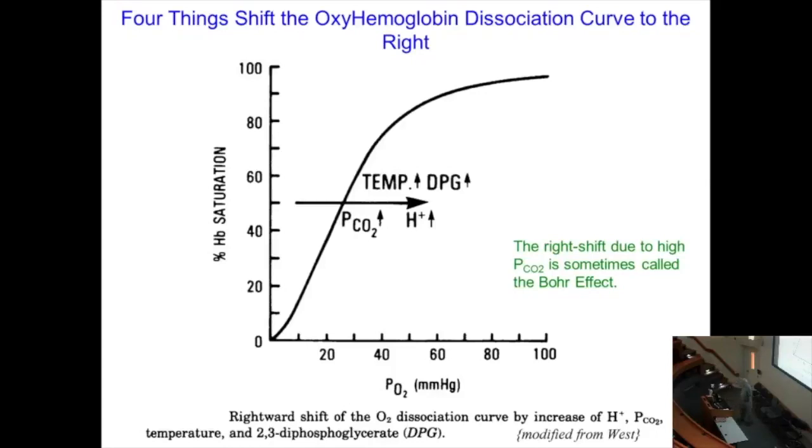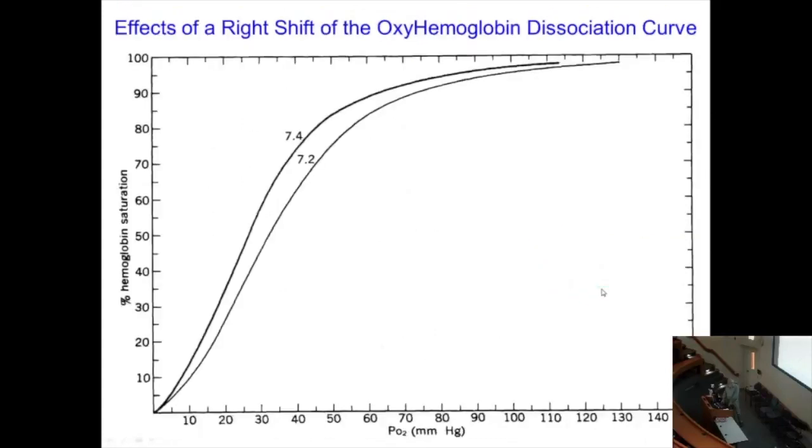How can you remember all these things? Just think about actively metabolizing tissue, like muscle. The tissue is warm, it's producing a lot of CO2, it's producing acid, and DPG, well, that's a metabolic product, so it doesn't quite fit the paradigm, but anyway. So these things all shift the curve to the right. The effect of PCO2 on the curve is sometimes called the Bohr effect or the Bohr shift.